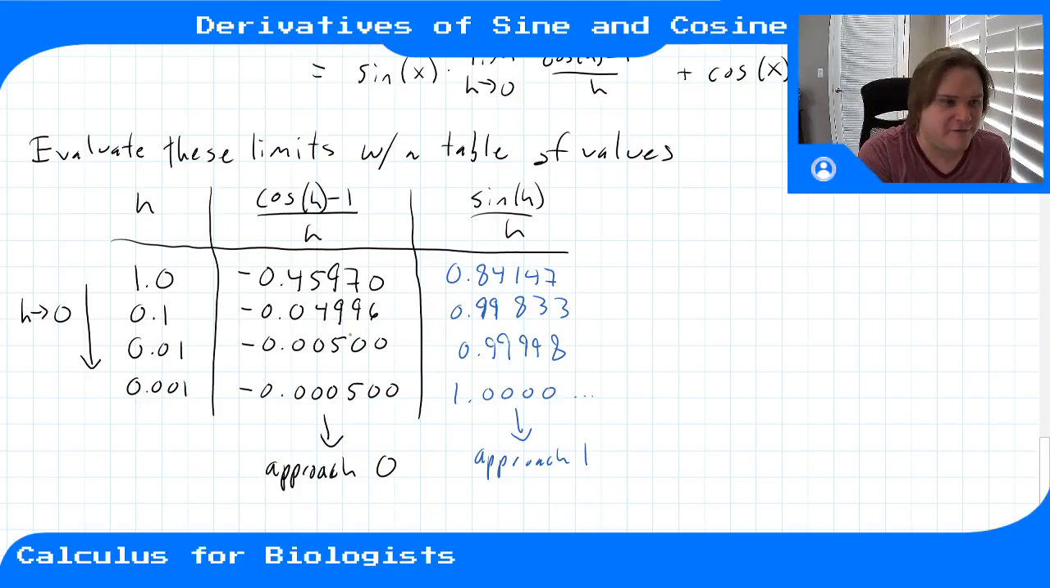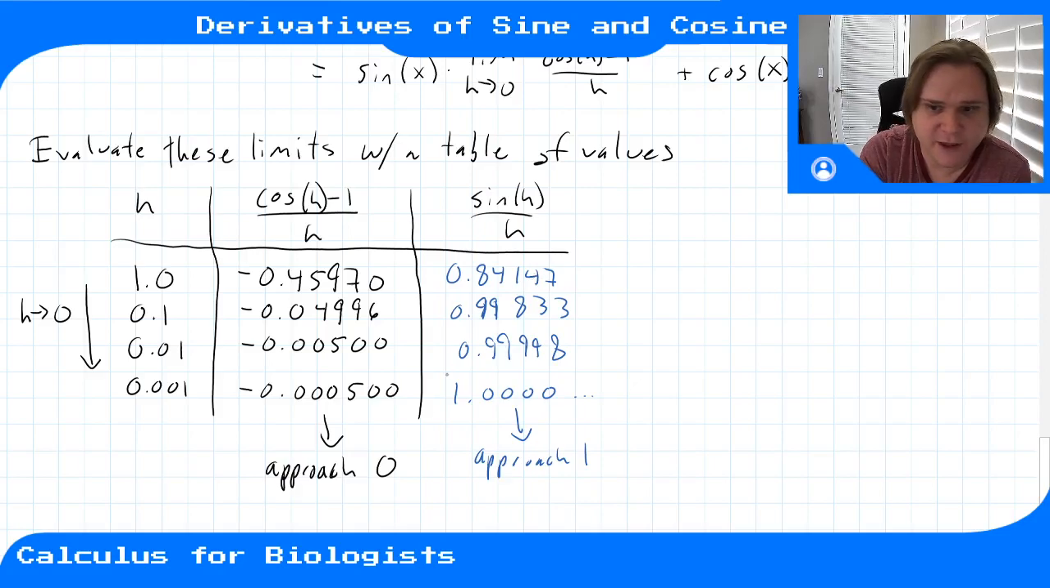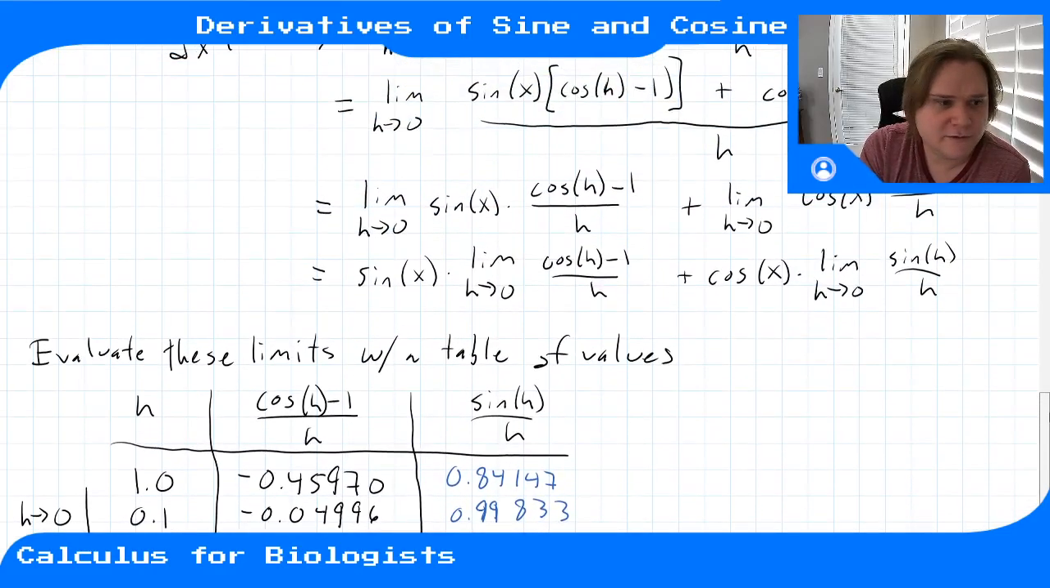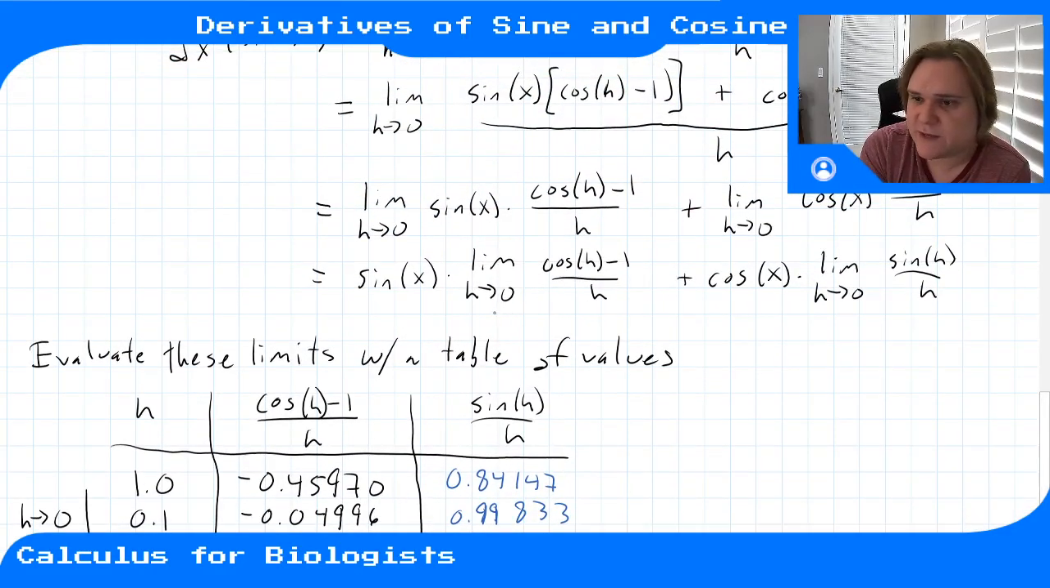So this is a way to evaluate those limits just by hand, by just making a table of values. Okay, and if you're interested, there's a proof in the book that's more mathematical, but this is sufficient in my opinion. Okay, so now we know what the value of this limit is and this limit. So now we can finish this proof, right?